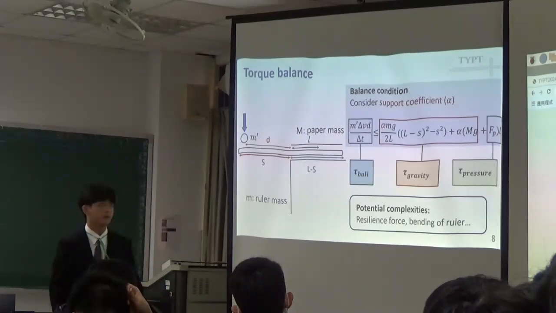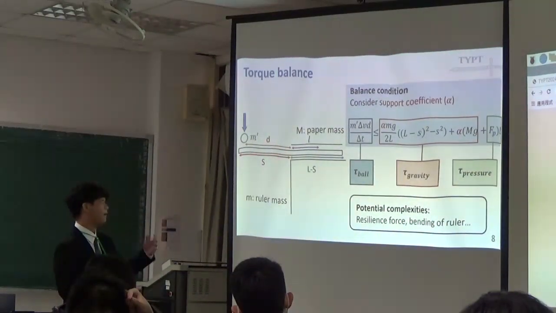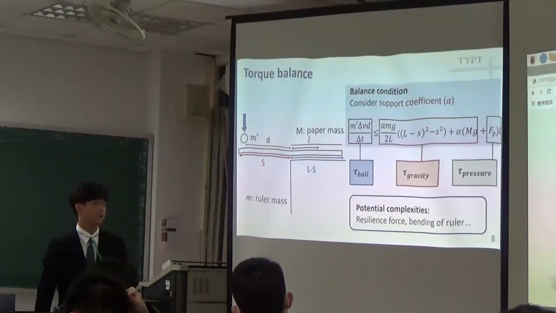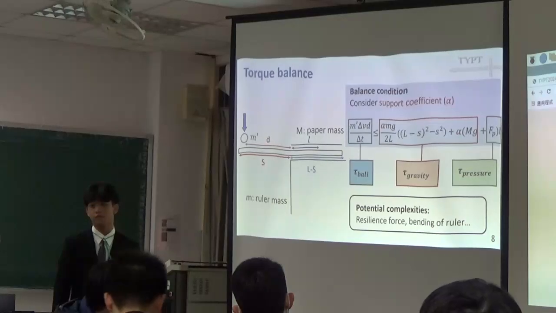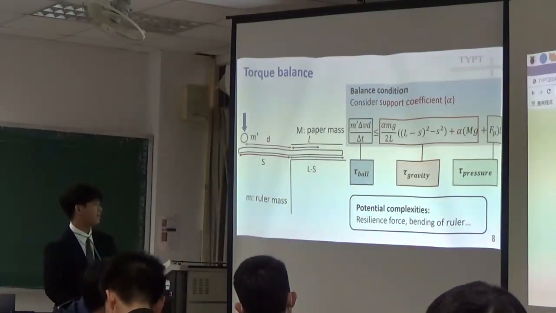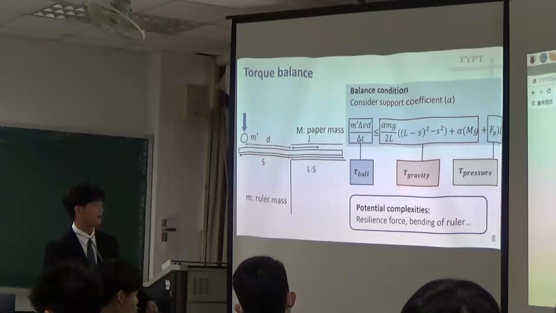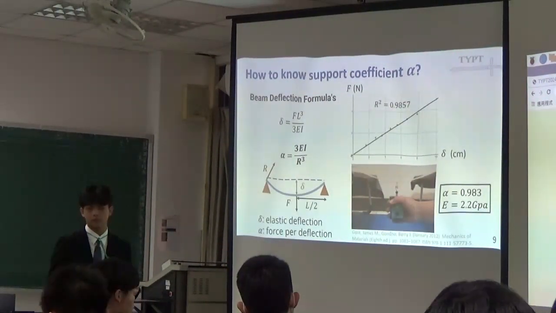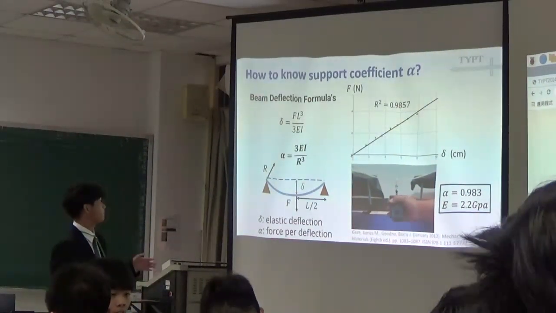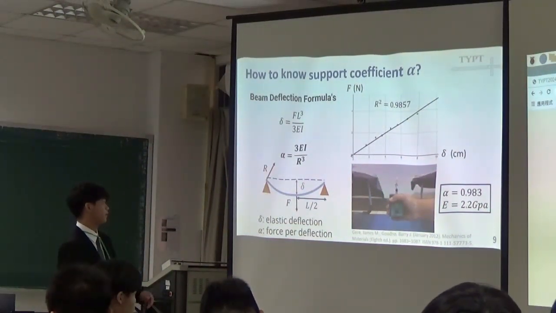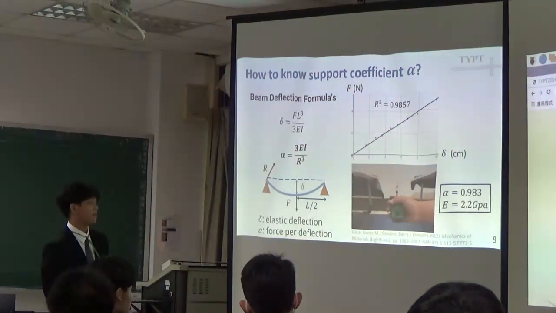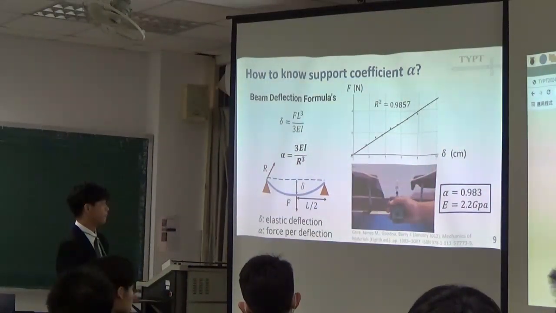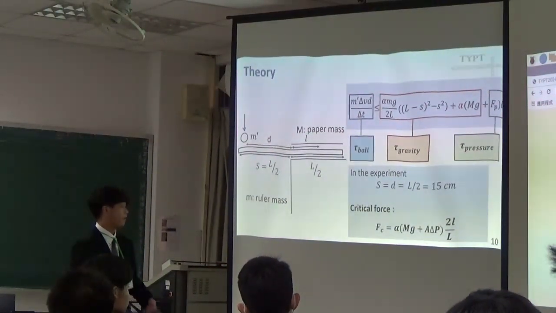Based on this formula, we can get the equation for the balance condition. However, there might be some potential complexities, including resilience force or the bending of the ruler. So we need to consider the support coefficient, alpha, to help correct this error. Here is how we find the support coefficient. According to the beam deflection formula, we can calculate alpha from this equation, and after we fit our experiment data, we can get the value of alpha. So, back to our theory.